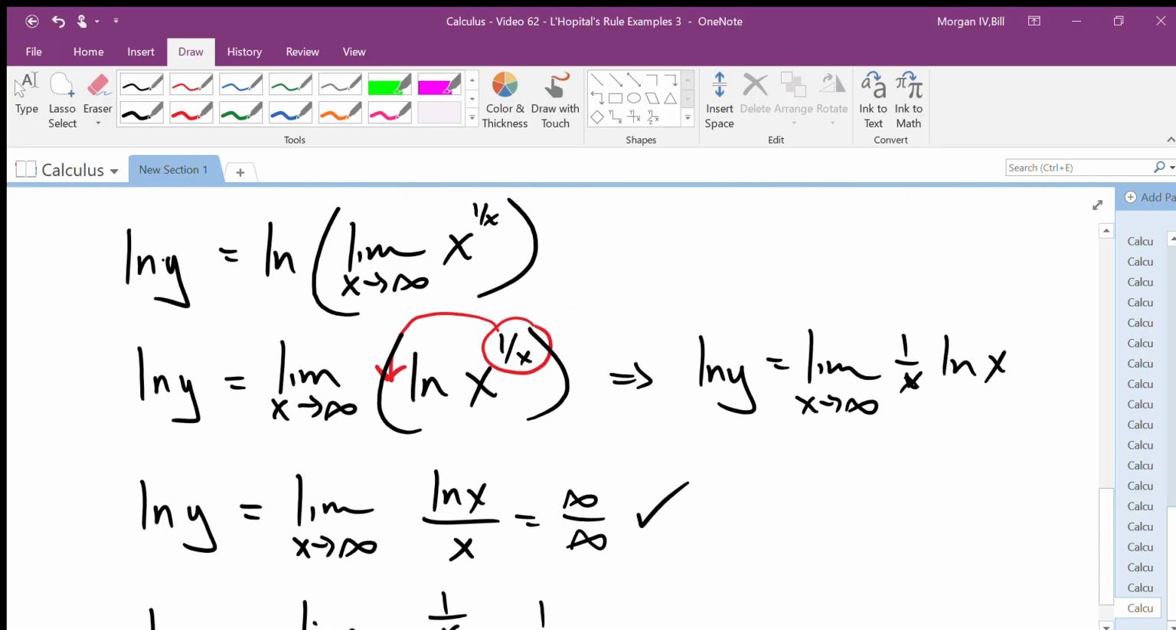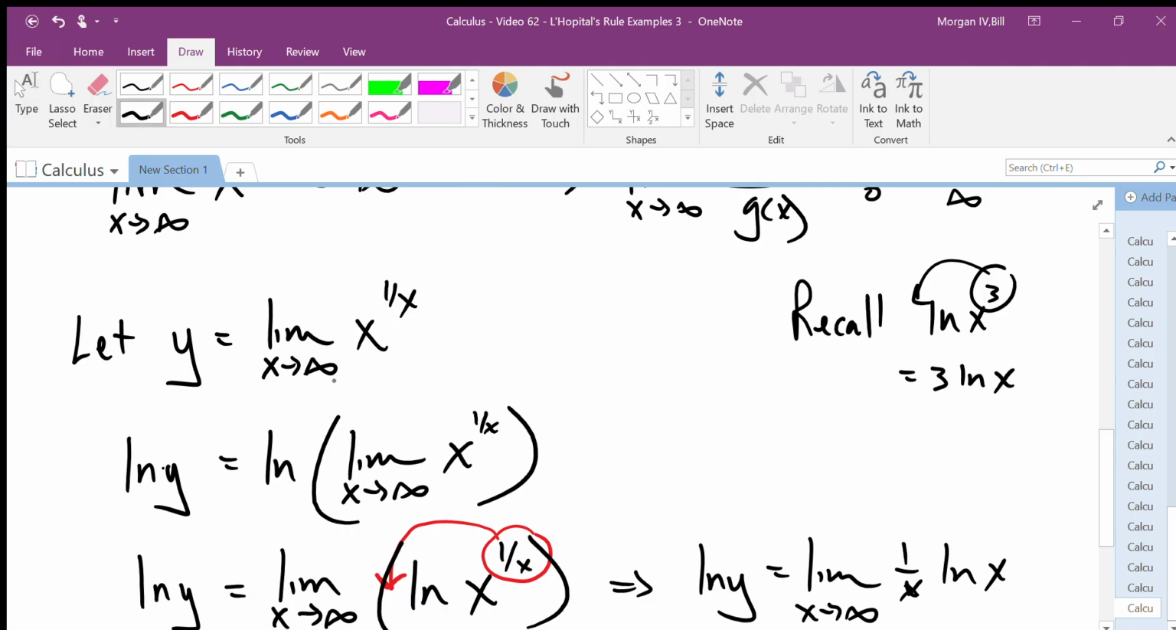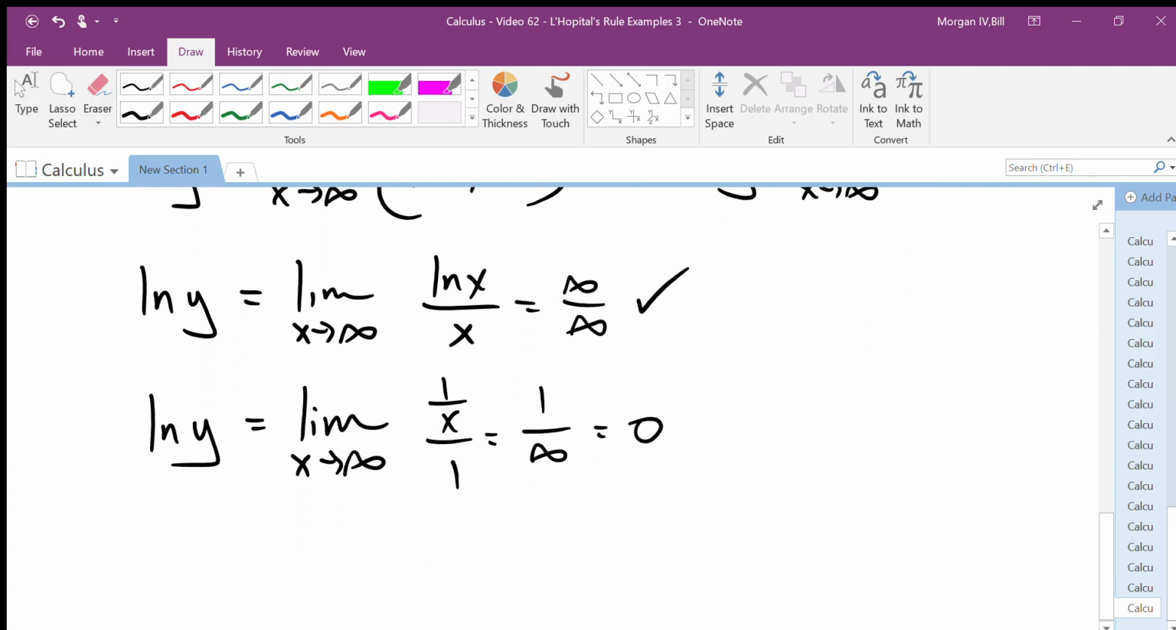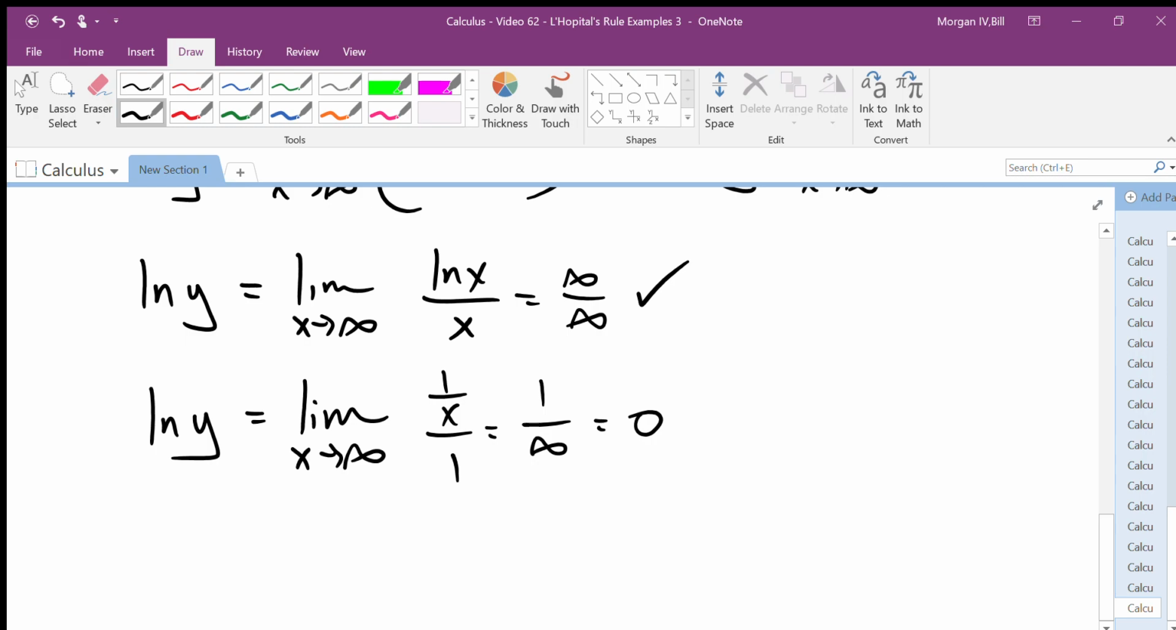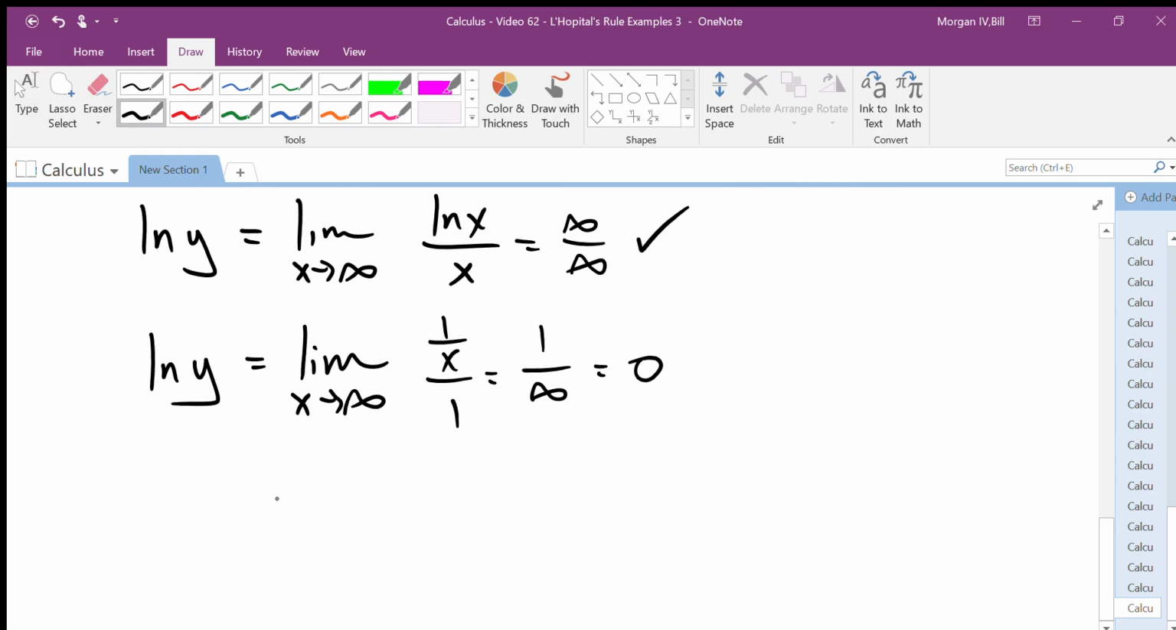Remember that what we wanted was the limit as x goes to infinity of x to the 1 over x, which we called y. So if we solve for y, we've solved for our limit. But we don't have y anymore. This is one of the reasons why I kept writing natural log of y every time. The natural log of y is 0. That doesn't mean y is 0. It means the natural log of y is 0.